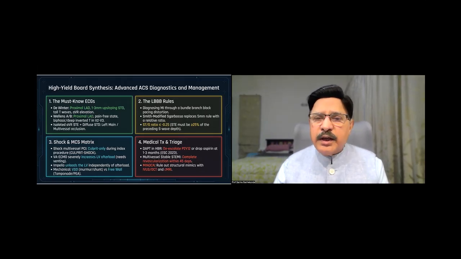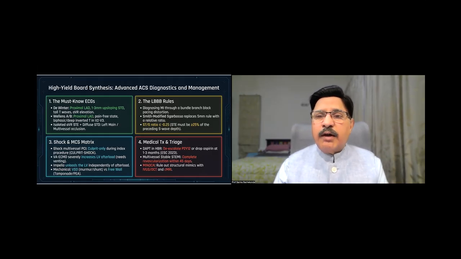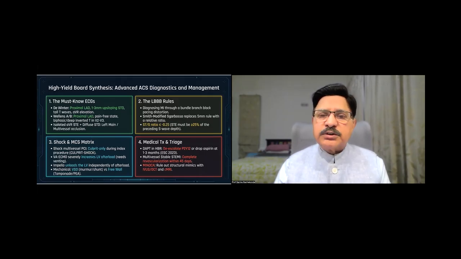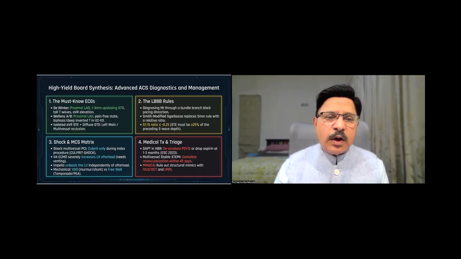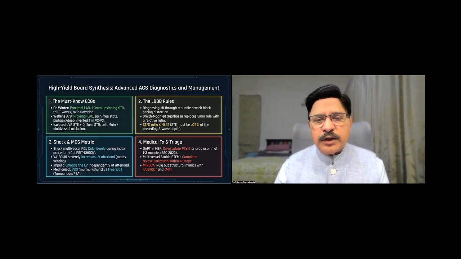LBBB rules: any new onset LBBB, you should not brush it off as a left bundle branch block. Apply the Sgarbossa criteria, the ST by S ratio, which means ST segment elevation is at least 25% of the preceding S wave. Shock and MCS matrix: multivessel PCI, culprit vessel only in the index procedure, and VA ECMO severely increases the left ventricular load. Impella and others we will teach later.